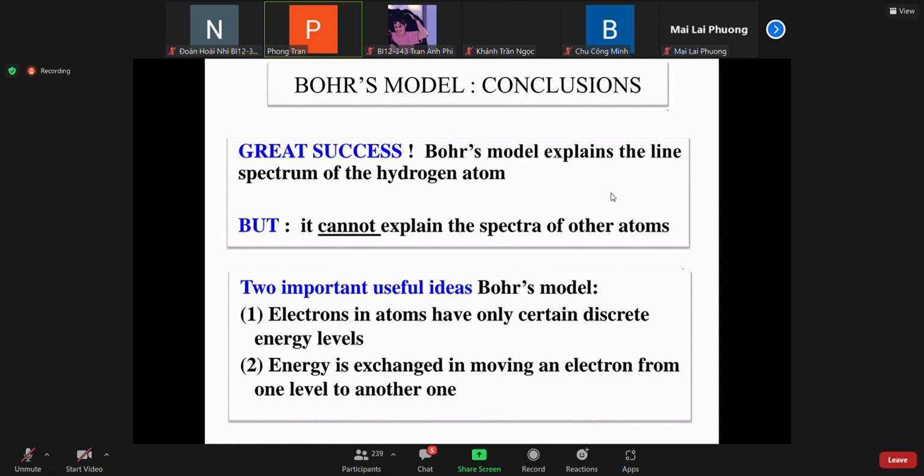However, from the Bohr model, we can retain two important useful ideas. Electrons in the atom have only certain discrete energy levels. Electrons cannot stay everywhere, and we do not have a full spectrum of potential energy. Energy is exchanged in moving an electron from one allowed level to another allowed level. These are the two main useful ideas for the moment.